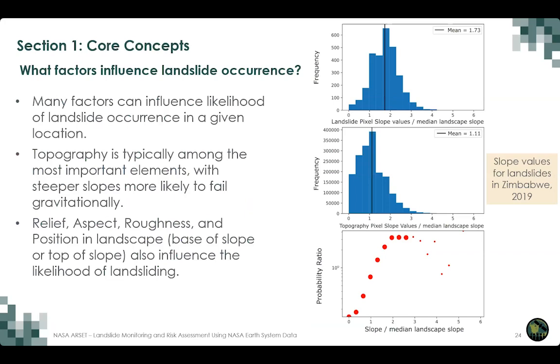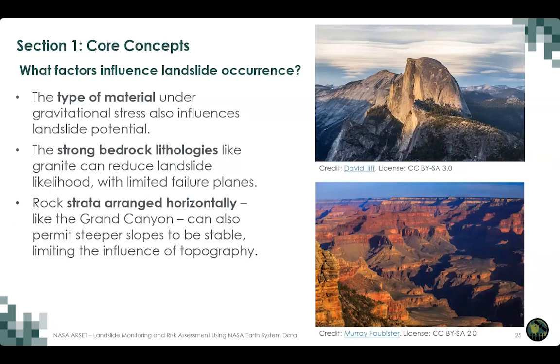And we'll talk a bit more of that. It's important to note, though, that slope and topography are not the only thing that affects landslides on long time scales. The type of material under gravitational stress is also a major factor that influences landslide potential.